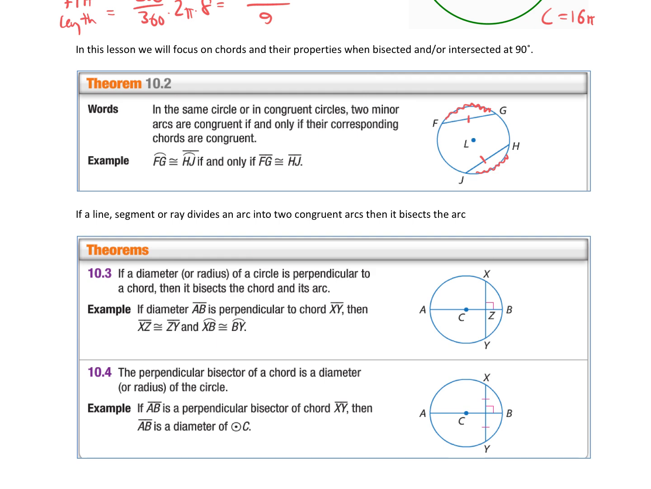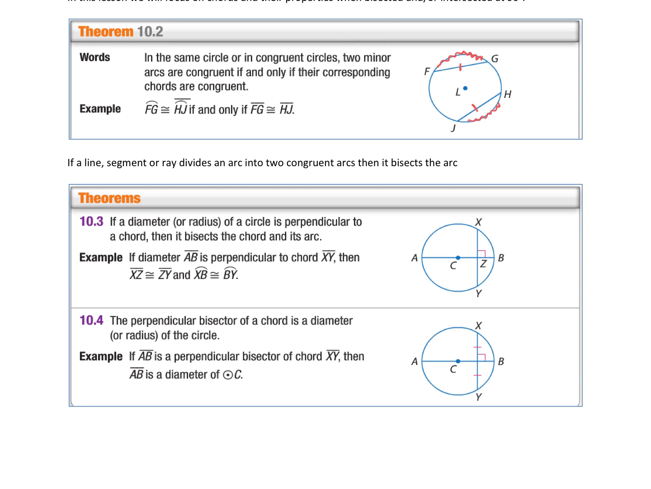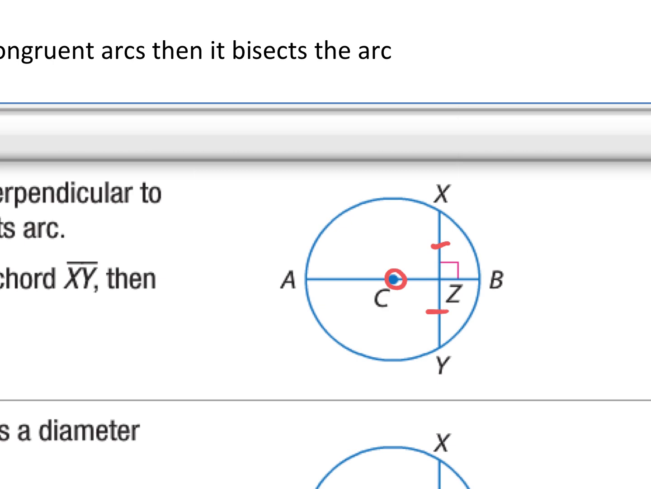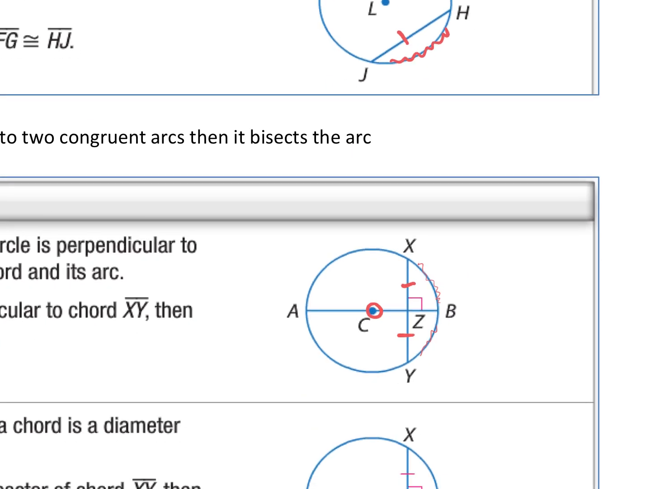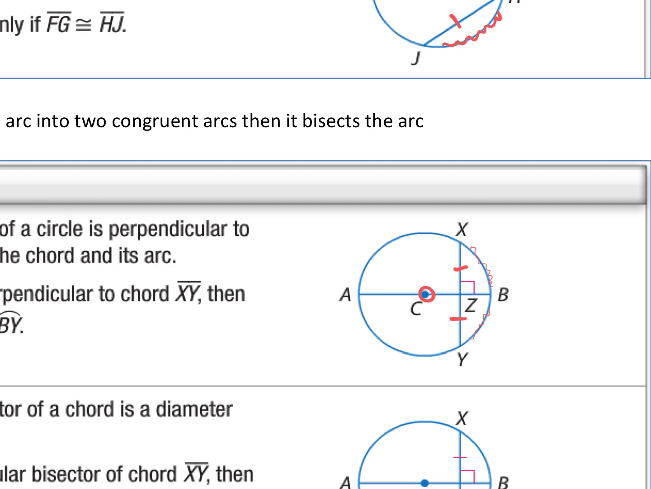If a ray divides an arc into two congruent arcs, then it bisects the arc. So here's what we're saying here. If the diameter is perpendicular to a chord, then it must be a bisector. And these two little arcs would then also be equal, which is different than saying this, because now we're talking about xz and zy. Those are not chords of the circle. So this is a separate idea.